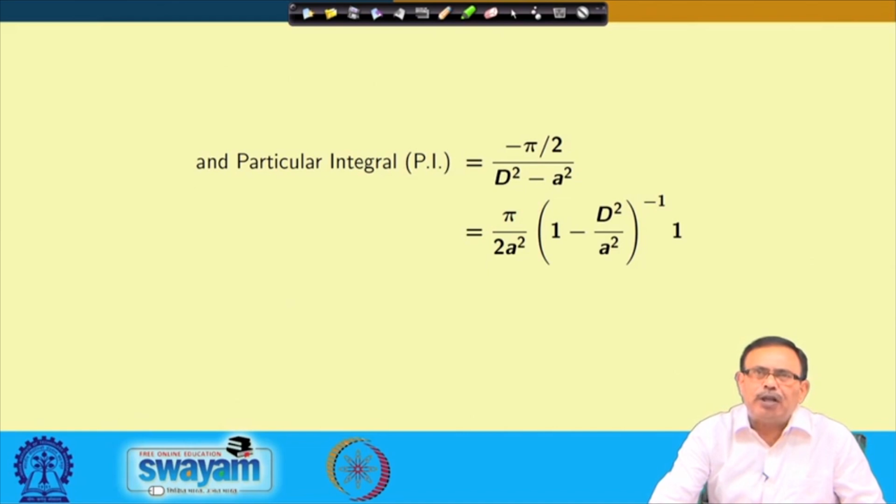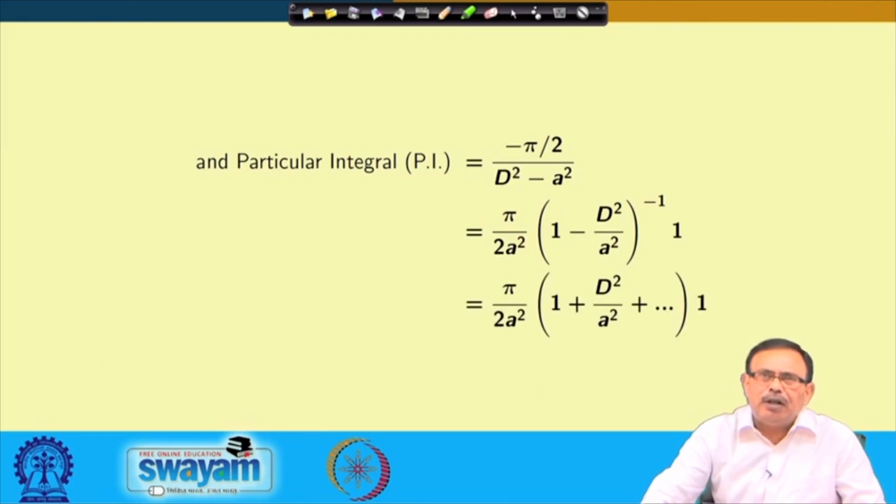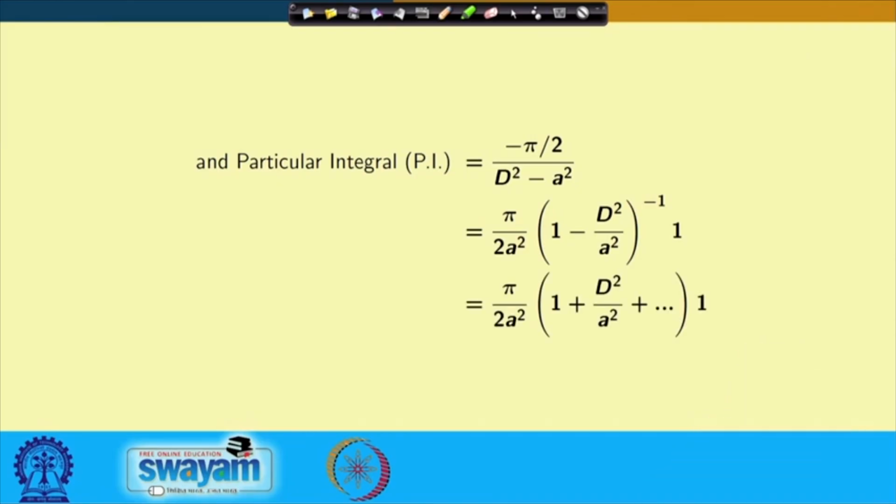So, that pi by 2 a square and minus I am multiplying. So, 1 minus d square by a square to the power minus 1 of 1. Now, expand this series. If I expand it, I will obtain pi by 2 a square into 1 plus d square by a square, like that way it will continue.